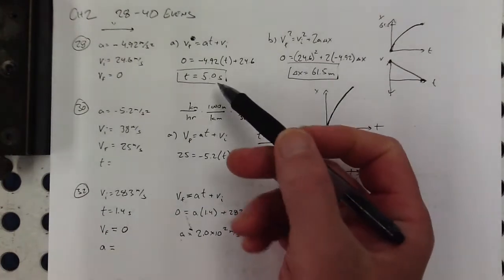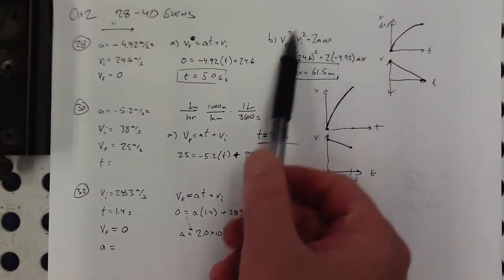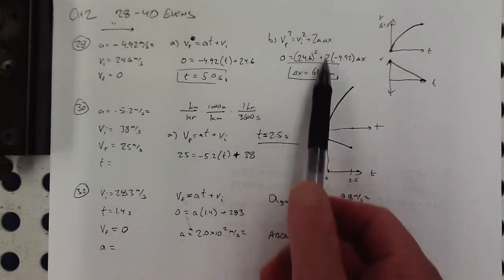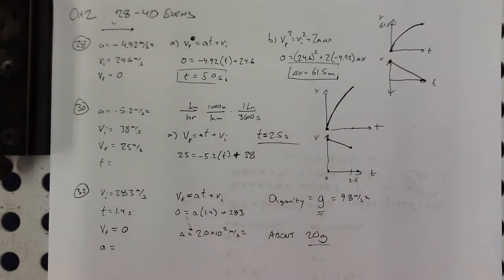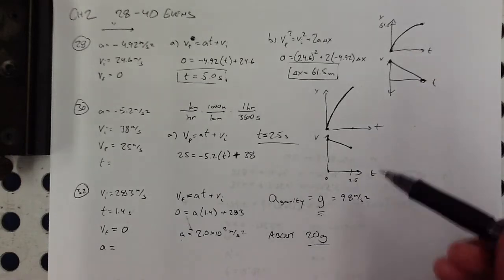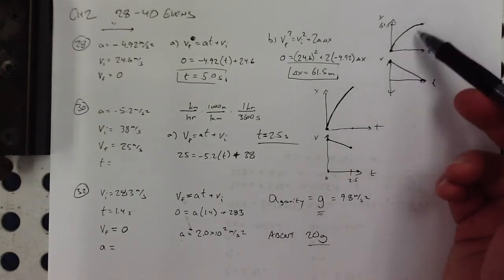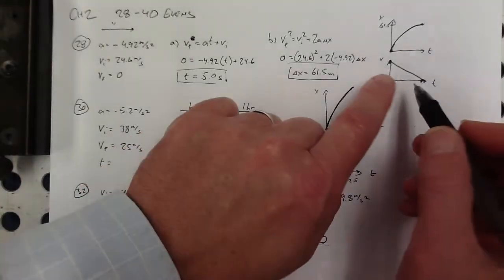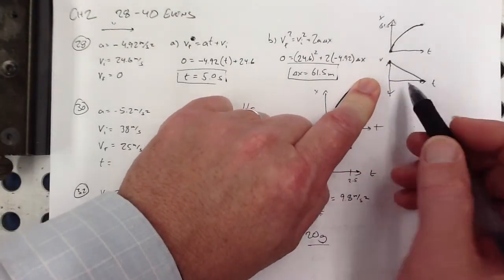If you do it right, you should get positive 5 seconds. And then if you use this other equation here, you should get that the stopping distance is 61.5 meters. And here are the graphs of position versus time and velocity versus time. These are super important for you to understand.